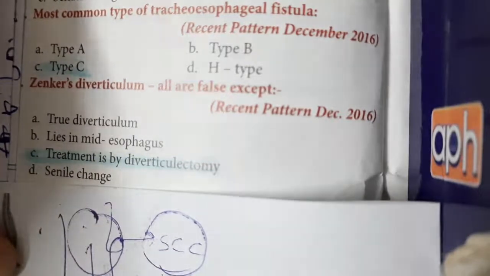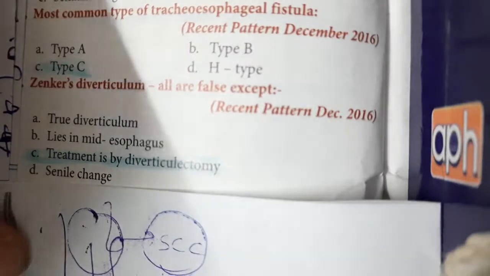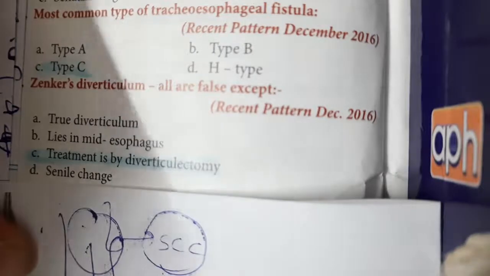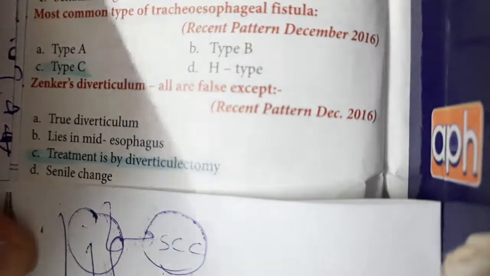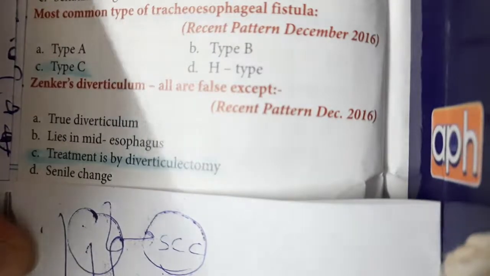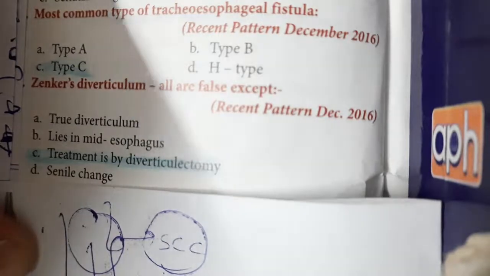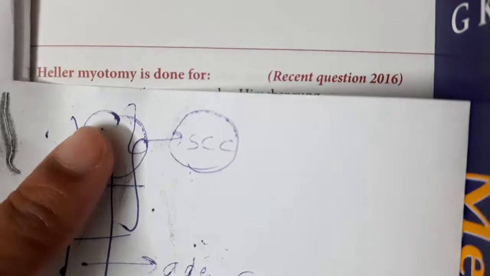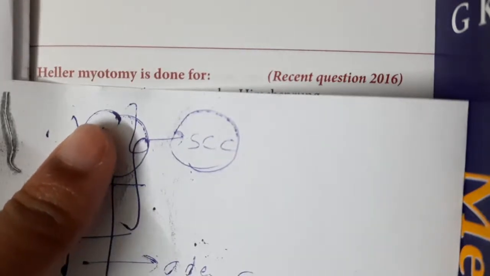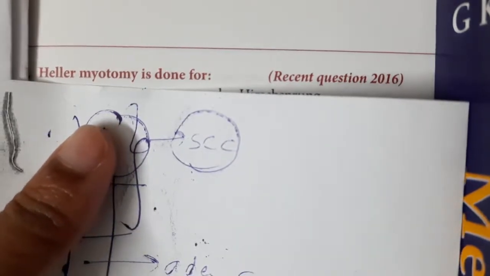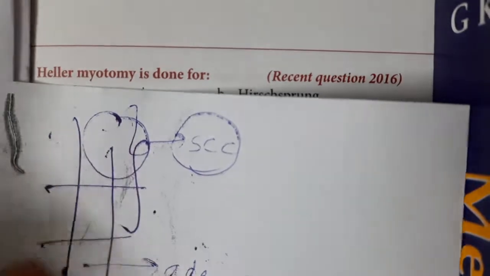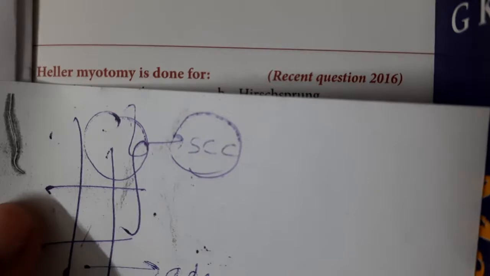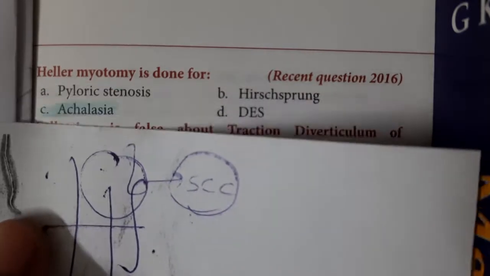Is it a senile change? No, it is not. So the true statement here is that treatment is by diverticulectomy. The next question: Heller's myotomy is done for, a straightforward question, achalasia cardia.